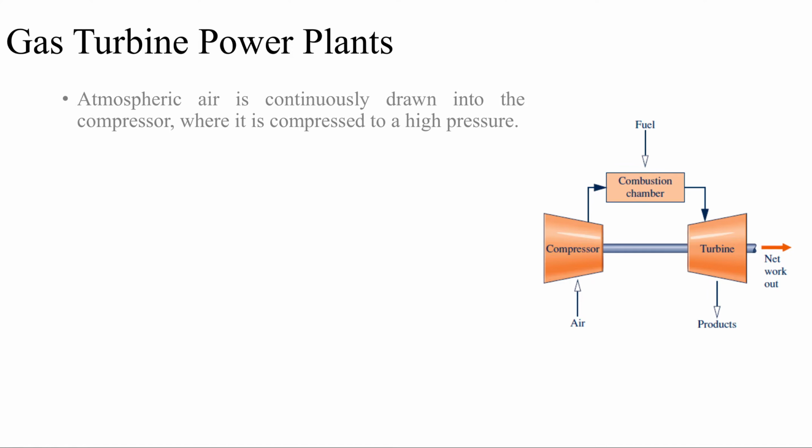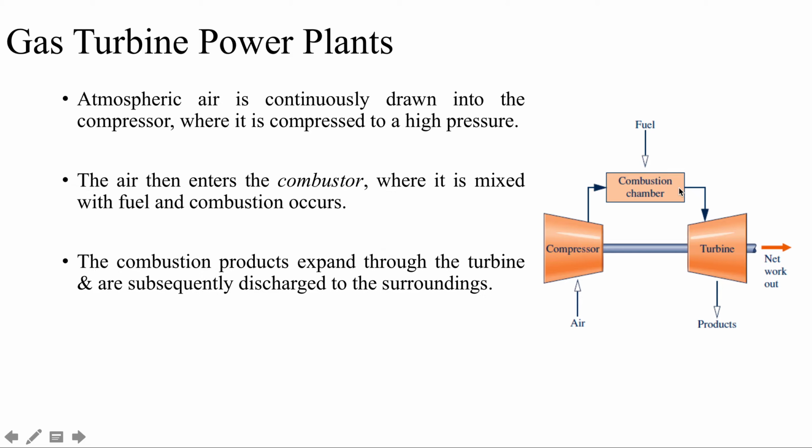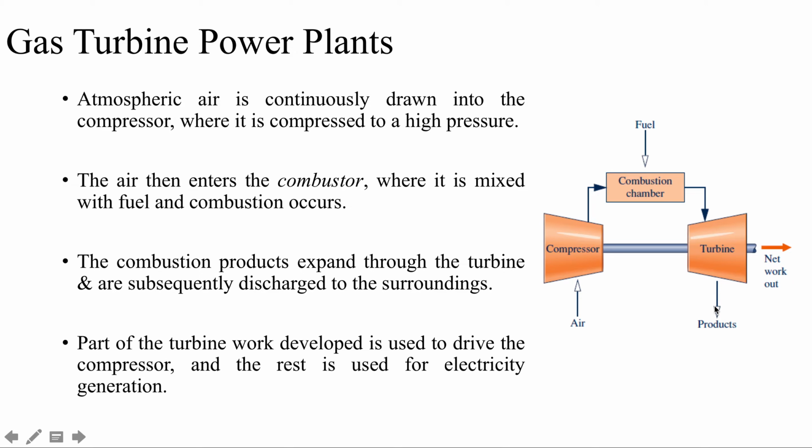So with gas power plants, what usually happens is that the atmospheric air is drawn into the compressor over here, where it is compressed to a higher pressure, and then this air enters into the combustion chamber, mixes in with fuel, combustion takes place, and then the combustion products are expanded through the turbine, and they are then discharged to the surroundings after extracting a net amount of work.